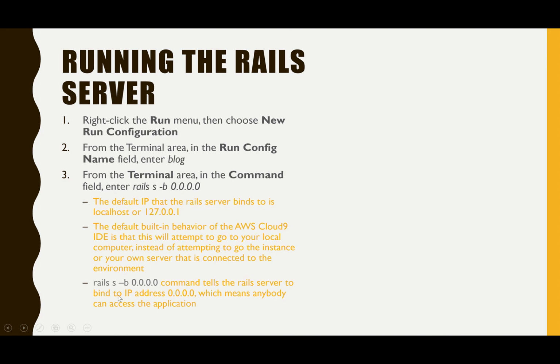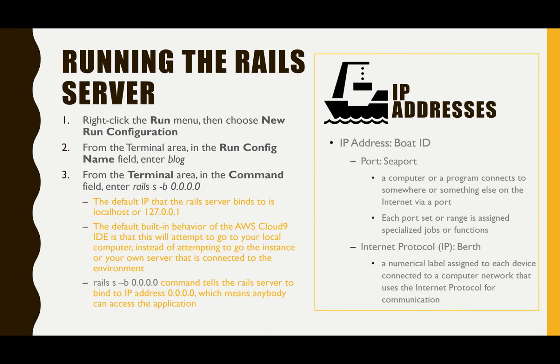So what this does instead, you're saying that Rails server, I want you to bind to the IP address of 0.0.0.0 instead of localhost. And 0.0.0.0 basically means that anybody can access the application, including you. So you don't have to use your local computer to access that. So just a little detail about what IP addresses are.